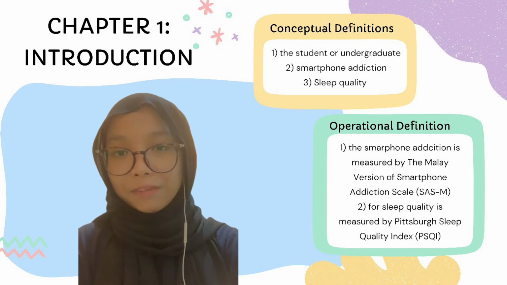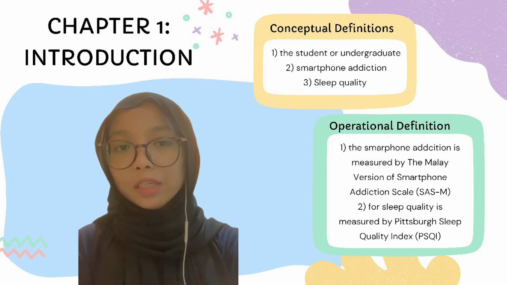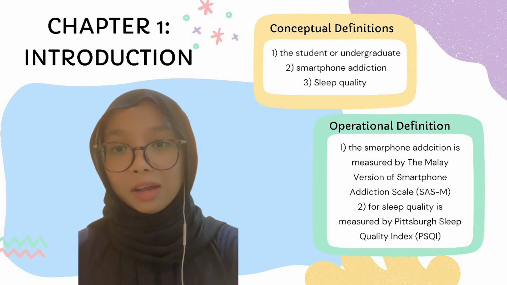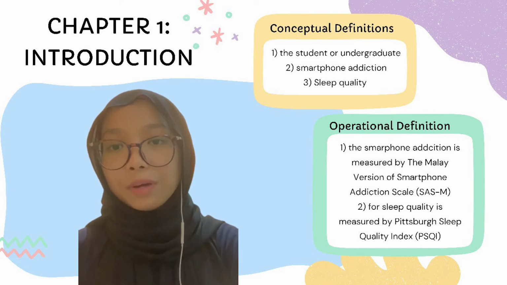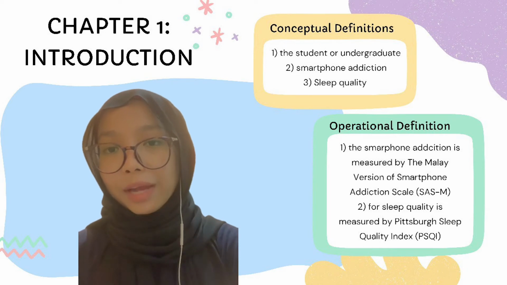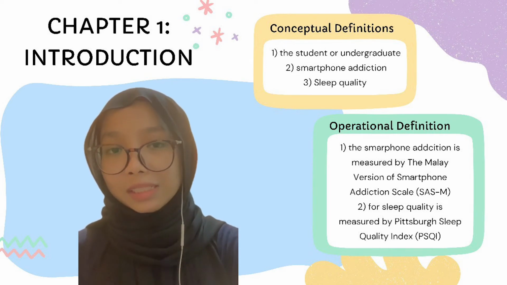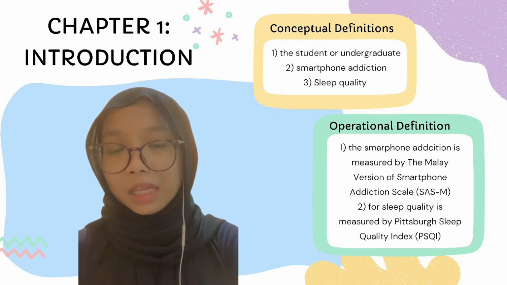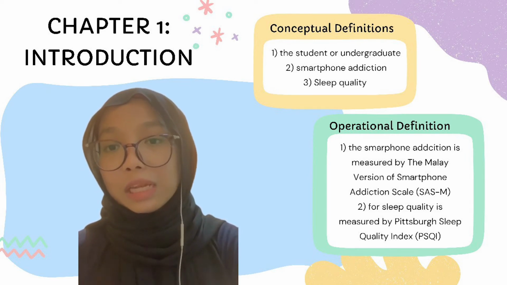For the conceptual definitions, first, the student or undergraduate is interpreted as an individual and educated group because this group is given a broader education and the way of education received is also different from regular students. Next, according to Char and Cou 2018, smartphone addiction is a continuous action in utilizing a mobile phone where the person is unable to regulate the usage without being conscious of the harmful effects that can lead to many problems to the person. Lastly, sleep quality is described as the sleep experience that makes the person satisfied.